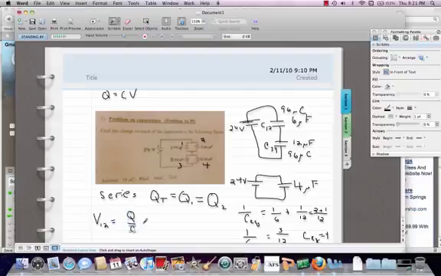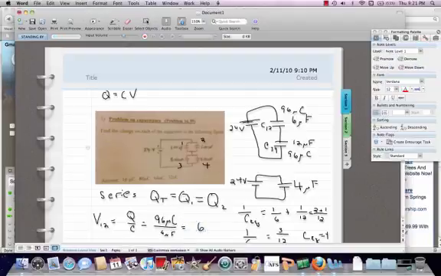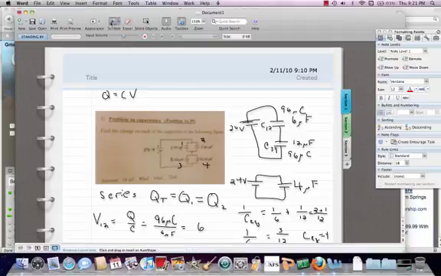And so I end up with Q over C is equal to 96 microcoulombs over 6 microfarads. And so that is equal to 16 volts.